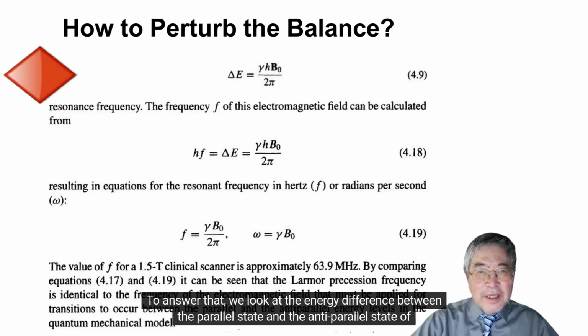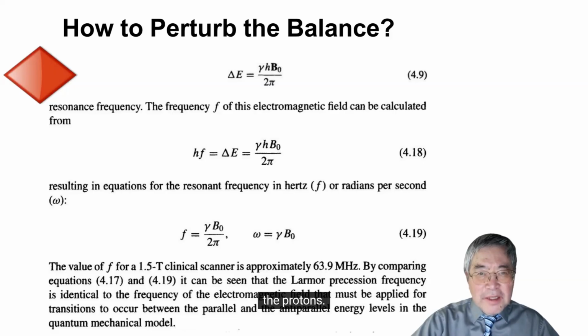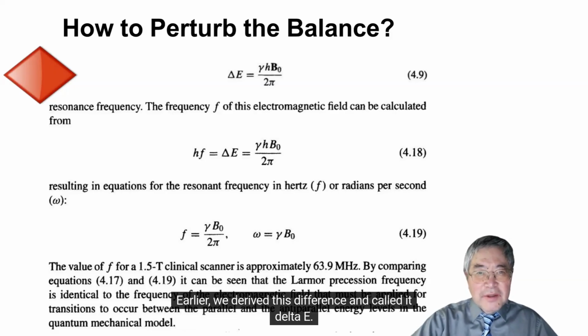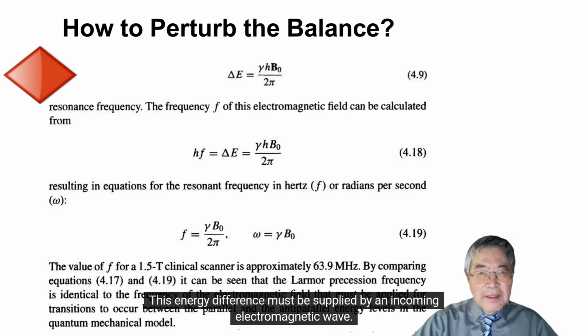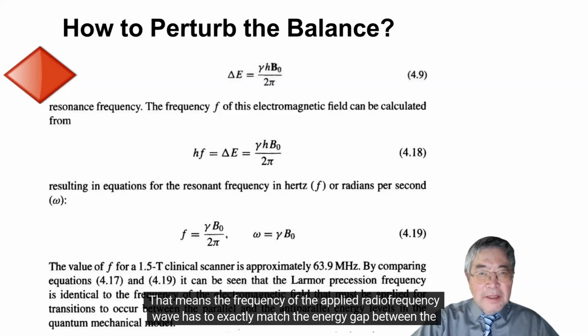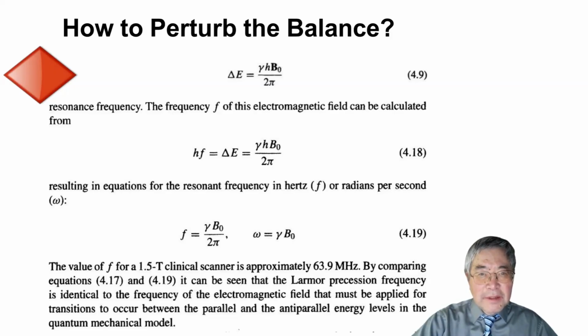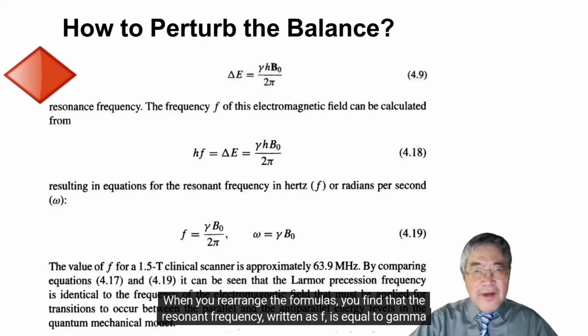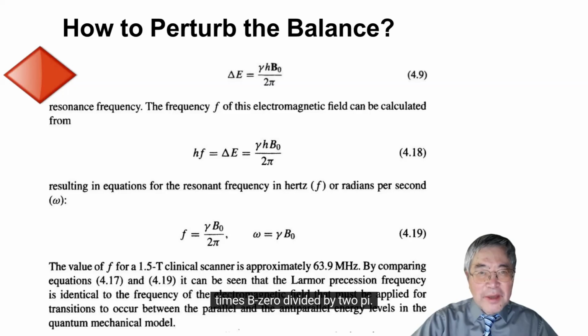To answer that, we look at the energy difference between the parallel state and the anti-parallel state of the protons. Earlier, we derived this difference and called it delta E. This energy difference must be supplied by an incoming electromagnetic wave. And the energy carried by a photon is equal to Planck's constant times the frequency. That means the frequency of the applied radio frequency wave has to exactly match the energy gap between the two spin states. When you rearrange the formulas, you find that the resonant frequency, written as f, is equal to gamma times B0 divided by 2 pi.